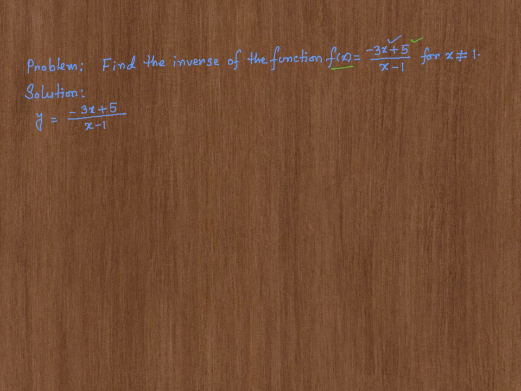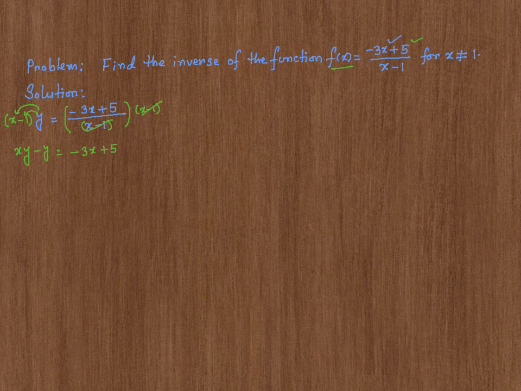To solve for x, what we do here is multiply both sides of this equation by x minus 1. I just want to get rid of the denominator. On the left side, I'm going to get xy minus y by using the distributive property: y times x is xy, y times negative 1 is negative y. And on the right hand side, this x minus 1 is going to cancel out. That's going to give me negative 3x plus 5.